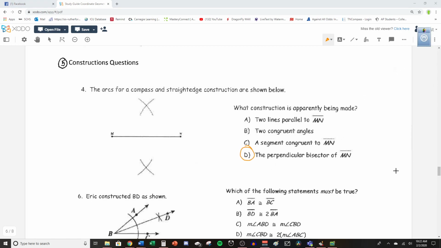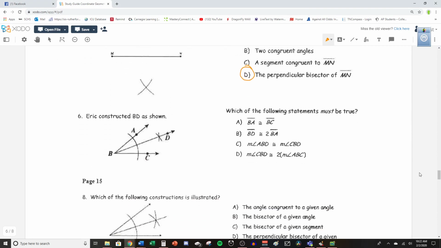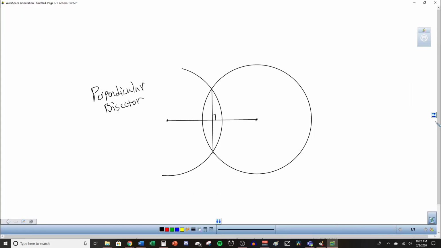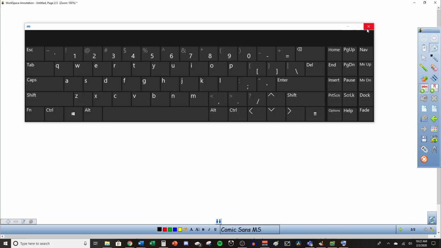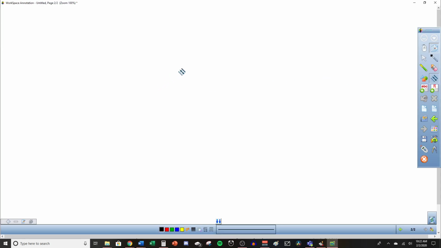All right, so down here we have the construction. Eric constructed BD as shown. So that's this line. Which of the following statements must be true? Well, let's look at this construction. The first thing that happened, I'm going to draw this on a new page here. We have an angle. I'm going to draw just sort of a random angle, similar to what we see on there.